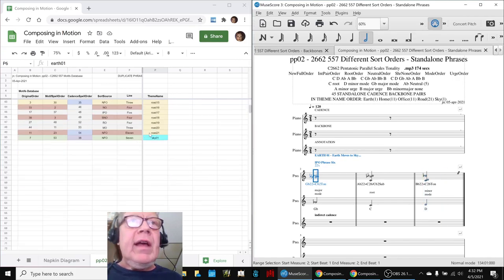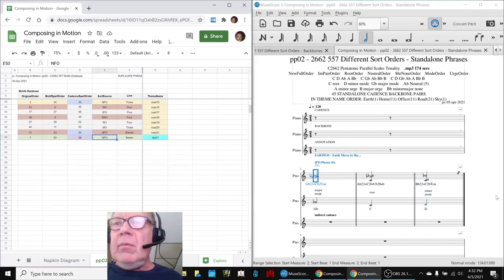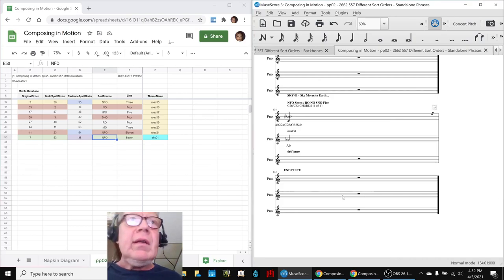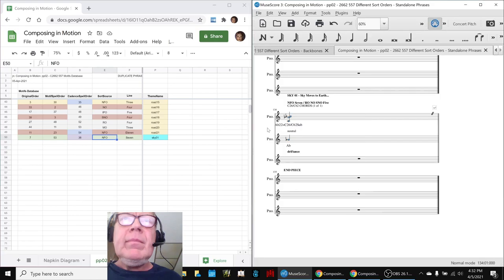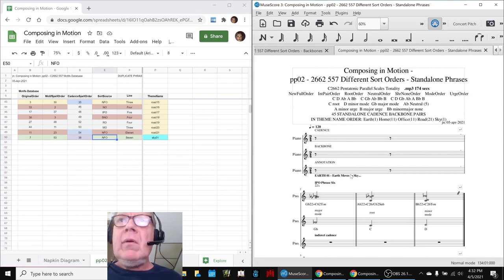And then the very last phrase, what we originally labeled that way, is Sky 1, and it's the ending arc. So if you listen to the whole thing, it's like Sky, Earth Moves to Sky. And the reverse, Sky Moves to Earth. And then a whole bunch in the middle.